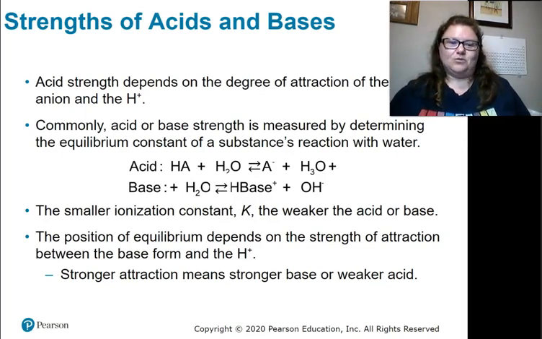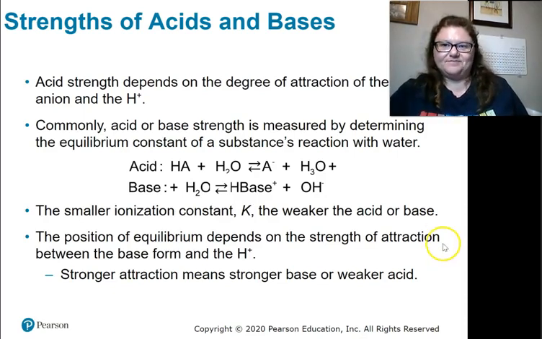The position of equilibrium is going to depend on the strength of attraction between that base form and the H+. If it has a stronger attraction, it's going to be a stronger base because it's grabbing that H, or it could be a weaker acid. We'll see examples of both of these.